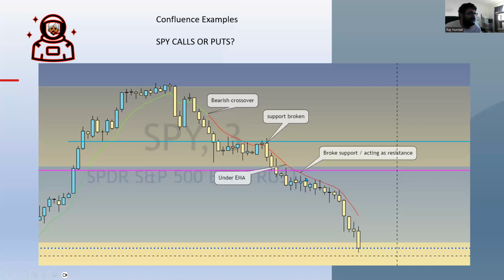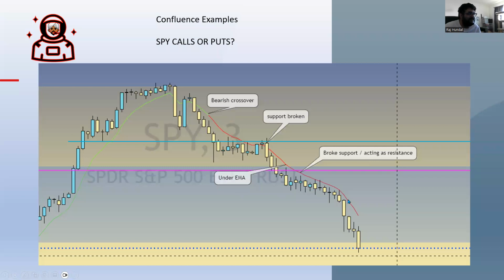So this was my entry right here. I took the 440 puts right here, and we were just consolidating the whole time. But the entire time we were consolidating, we were still under the EMAs. We had broken all the support, and this EMA was still acting as resistance. All this stuff we were just talking about has now turned into resistance. Again, that's so much confluence. So that's why I took a trade short here. It does feel like chasing, but I had all this confluence, support broken.